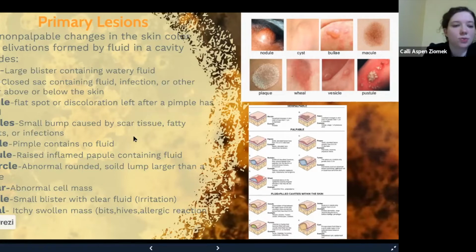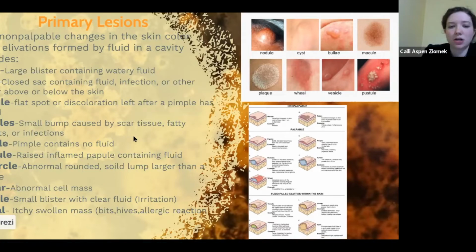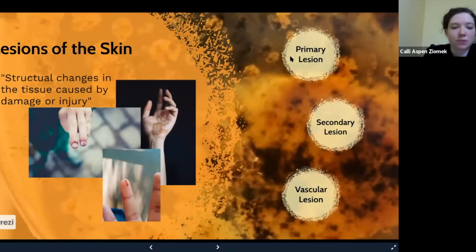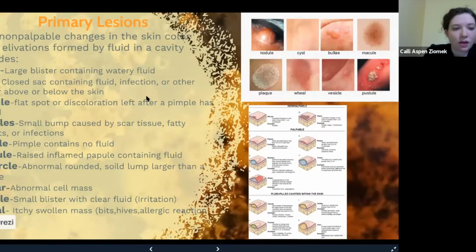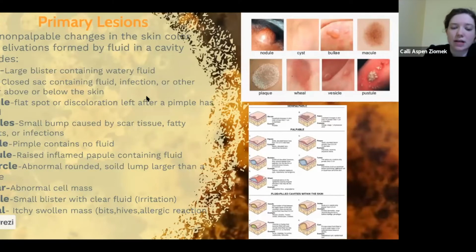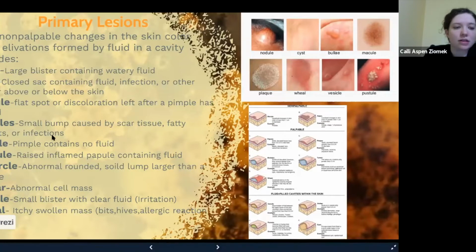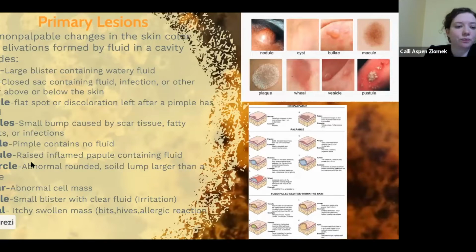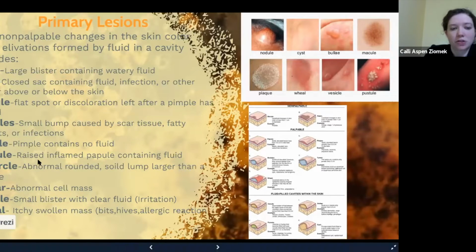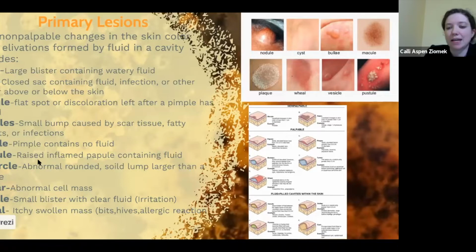Nodules, which is that first one, which is a small bump caused by scar tissue, fatty deposits, or infections. Papule, which is a pimple containing no fluid. These are one of the things that you'll most see because this is part of when you think of acne. Pustule, which is a raised inflamed papule containing fluid. So this is when you think of like blackheads, whiteheads, that type of thing. Those are pustules.